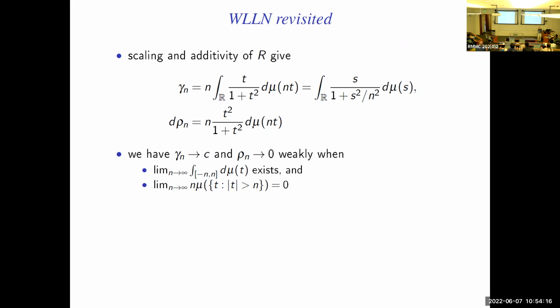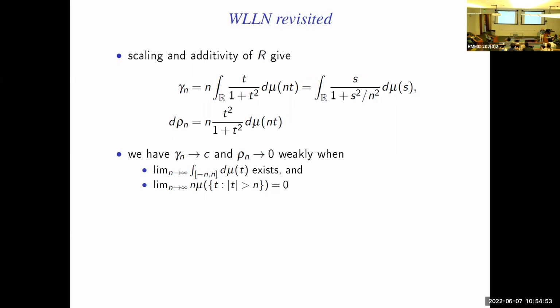And this can be translated into the following two conditions. The limit of the integral from minus n to n of t d mu of t must exist. So you see, mu doesn't have to have a finite moment, but the integral from minus n to n has to have a limit. There's a t missing in that formula. Thank you. Yes. You see how the formula for gamma n has a t in the numerator. That's the t in question.